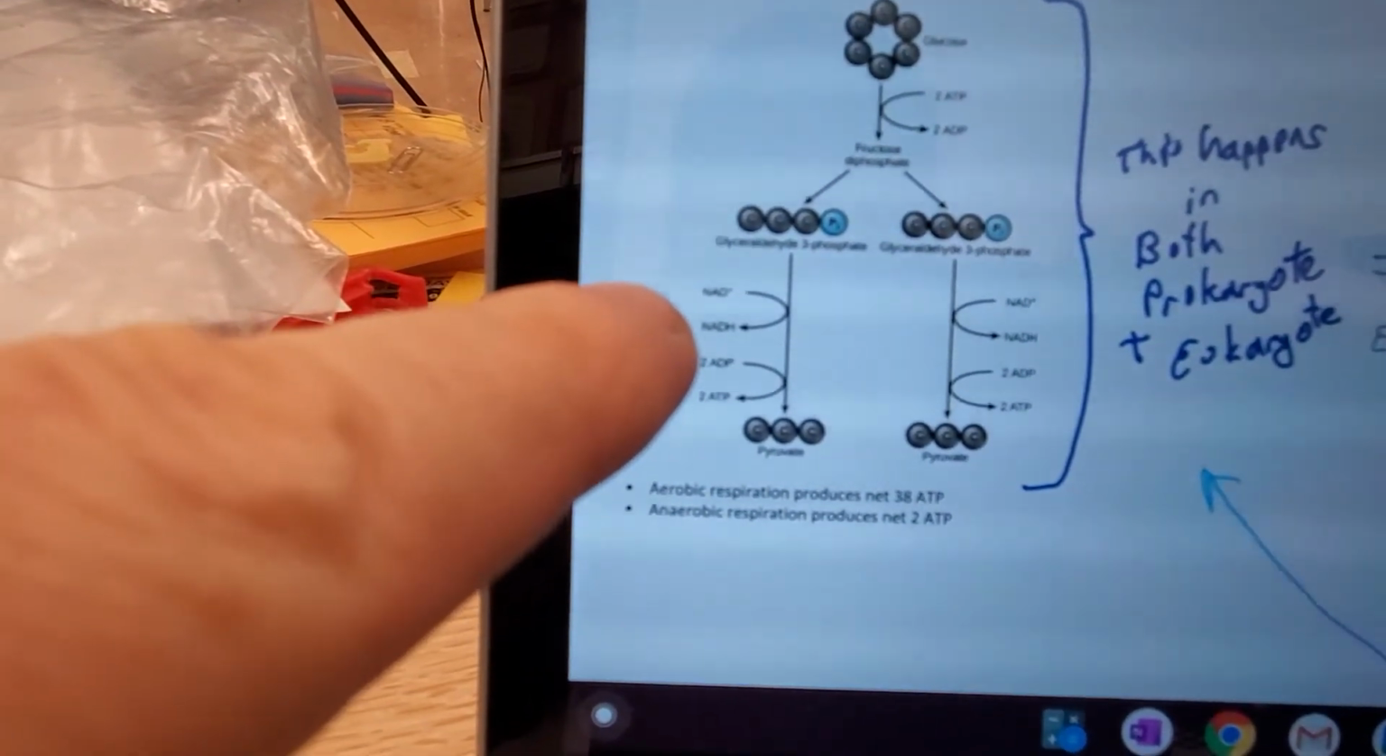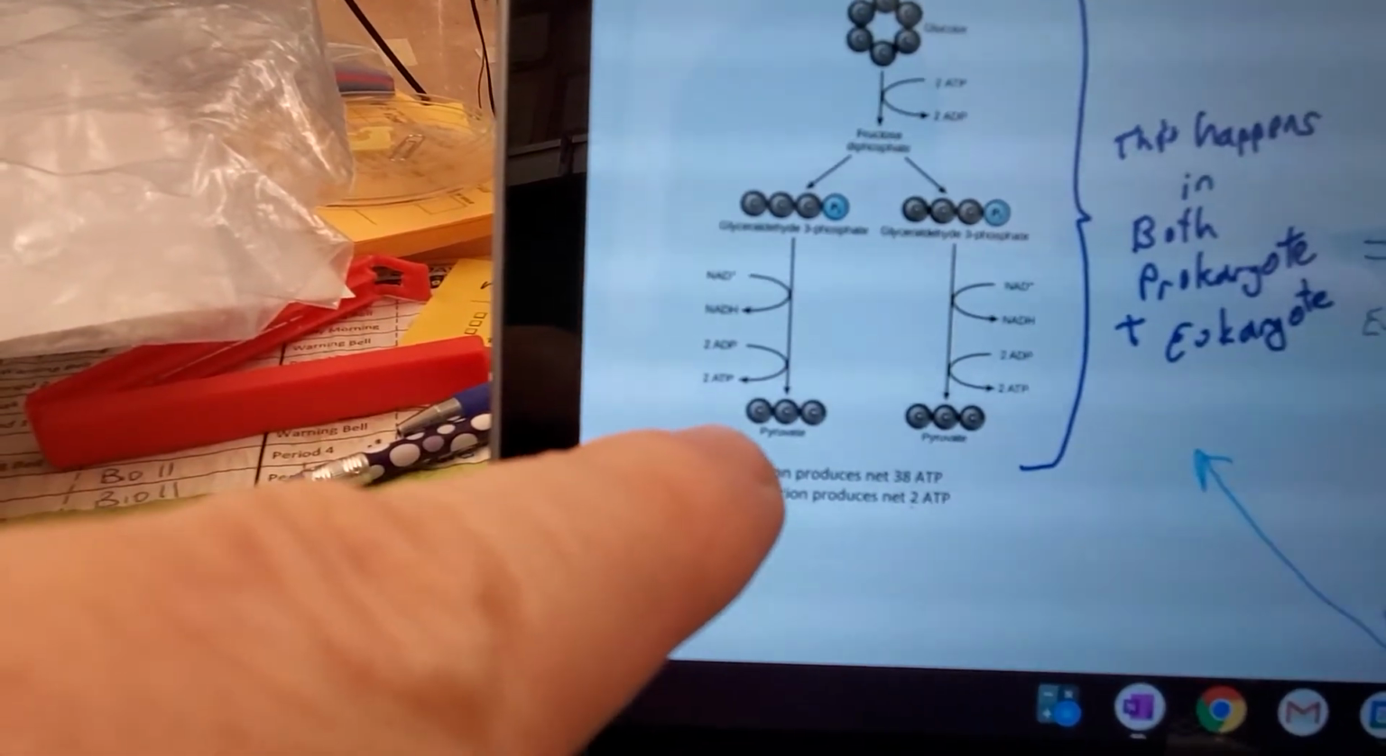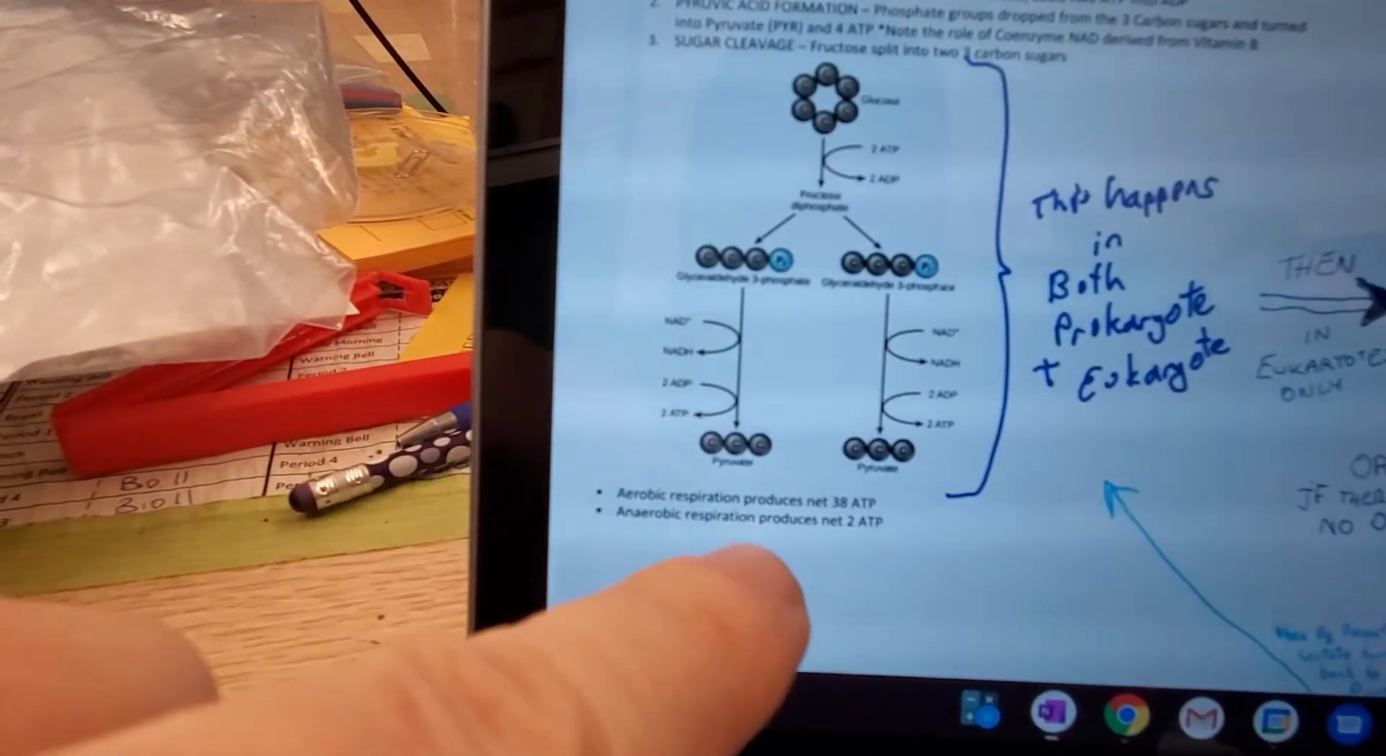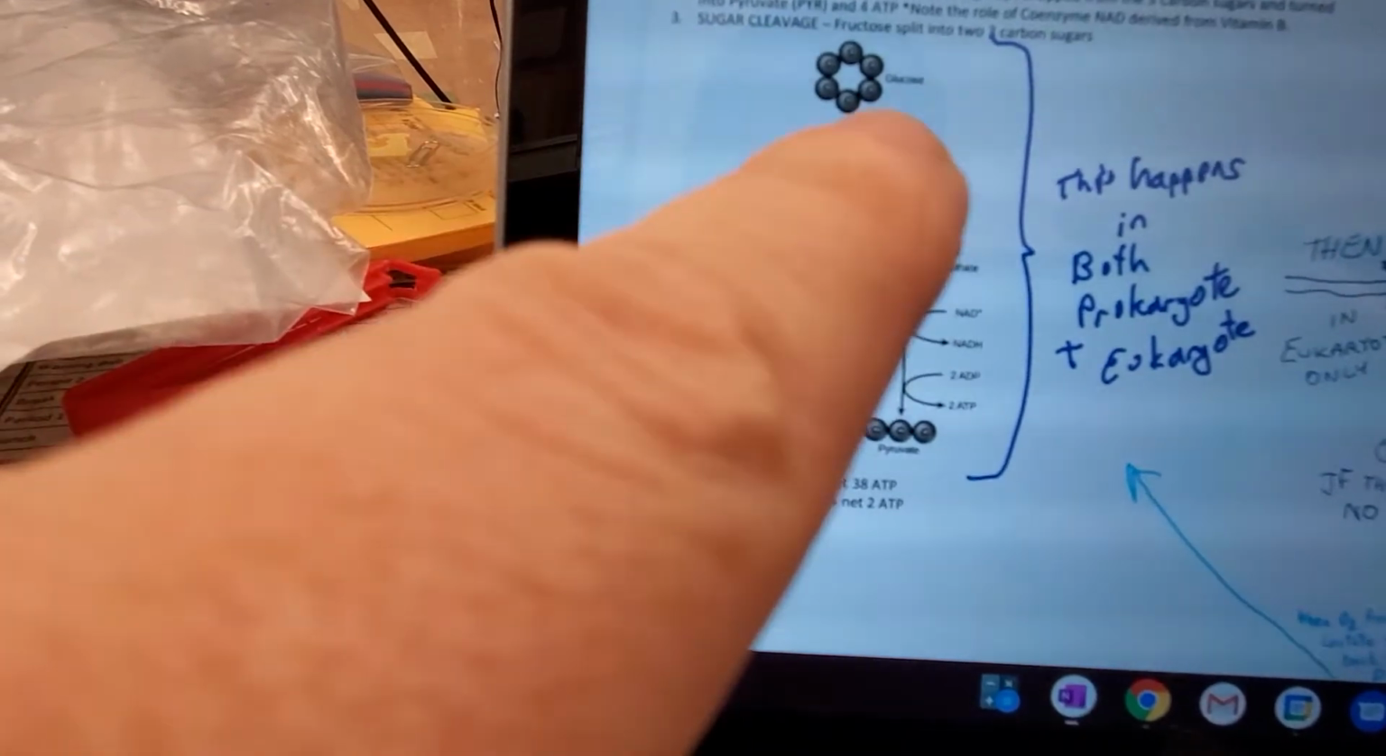There's NAD, all kinds of stuff happens, and they get turned into pyruvate. And this produces 2 ATP. So basically, off this, you get 2 ATP. And remember, ATP is the energy currency of the cell.